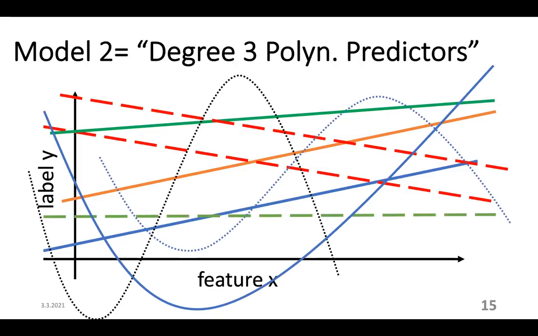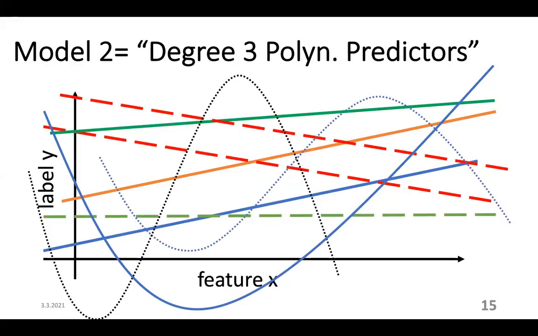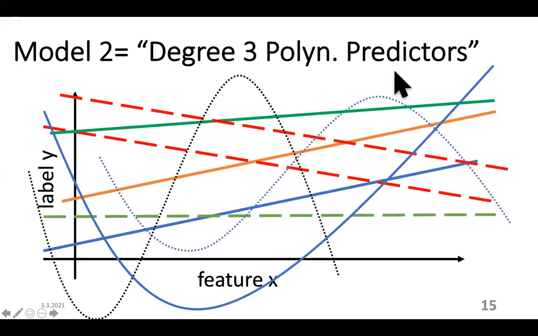Here's an even larger hypothesis space, which is the model given by all degree 3 polynomials. So this is the set of all functions that are given by a polynomial with maximum degree 3. And this, of course, is larger than the degree 1 model, because the set of polynomials with degree at most 3 includes as a subset all the polynomials with degree at most 1. So model 2 is larger in a very strict sense than model 1.